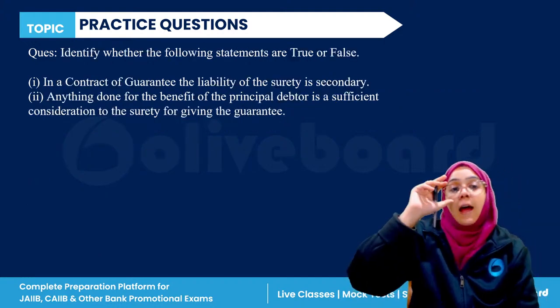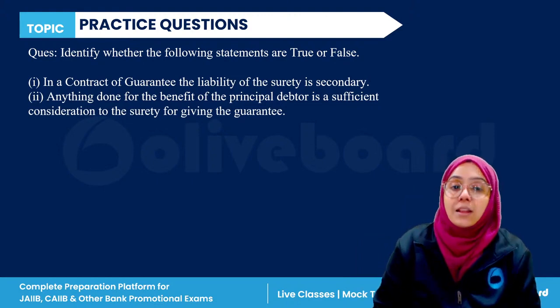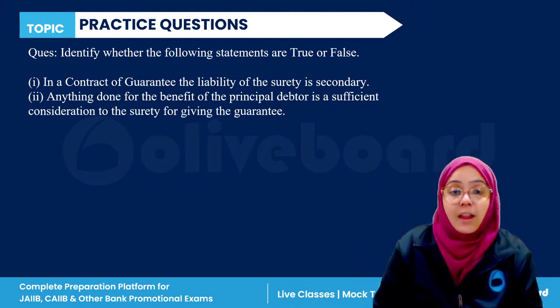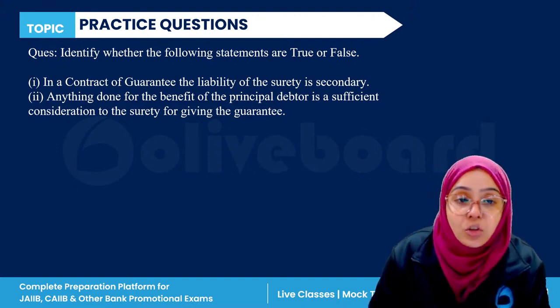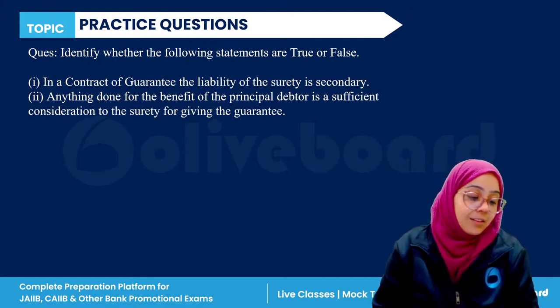Next question. Identify which of the following statements is true or false. In the contract of guarantee, the liability of the surety is secondary. Second, anything done for the benefit of the debtor is sufficient consideration to the surety for giving the guarantee. Everyone, please answer this question, guys.